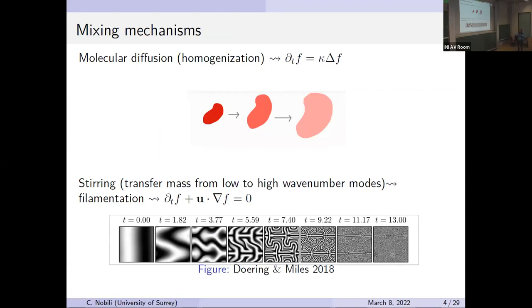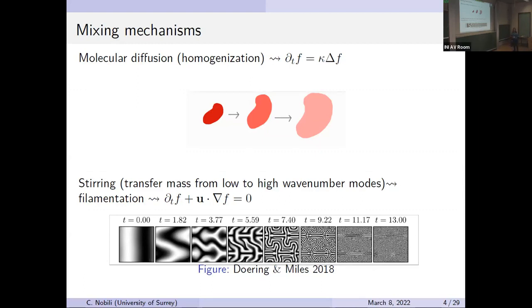Mixing can be described by two main mechanisms. One is molecular diffusion. At the molecular level, you have this frantic motion of particles due to temperature, and there is a net flux from regions of high concentration to regions of low concentration. While stirring is about transferring mass from low to high wave number modes and is creating filamentation. Molecular diffusion is described by the heat equation, while stirring can be described by the pure advection equation, dtf plus u grad f.